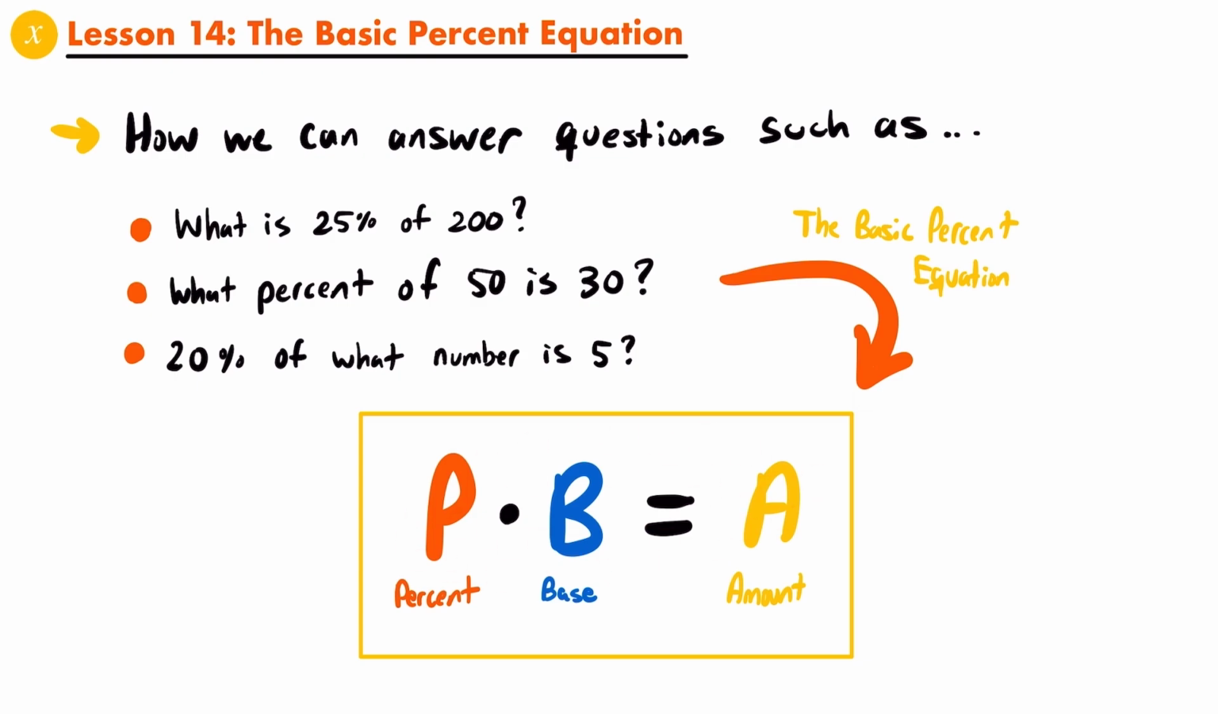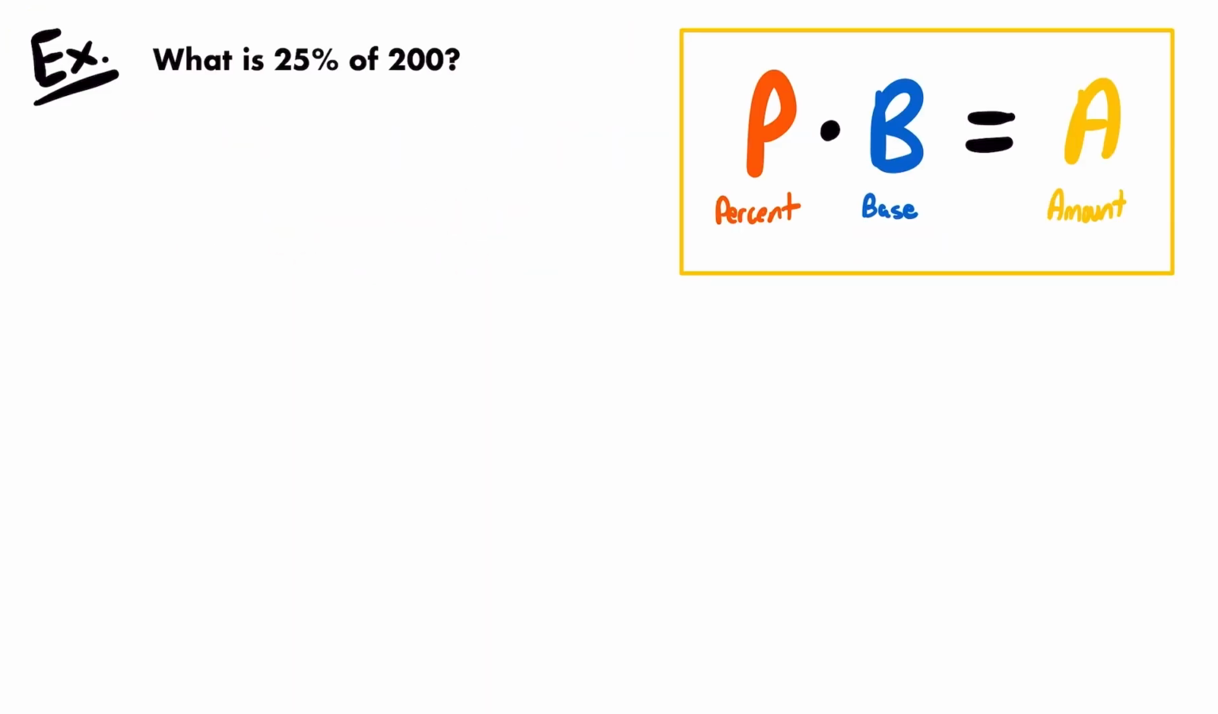And so now that you've been introduced to the equation, let's actually use it to answer these three different questions, or to solve these three problems. For our first example, we want to know what is 25% of 200. Okay, so what we want to do for this problem is actually translate this sentence into the form of the basic percent equation. Each of these different parts, the percent, the base, and the amount, P, B, and A, can all be found within this sentence. We just have to identify each part.